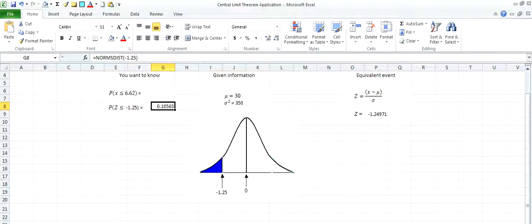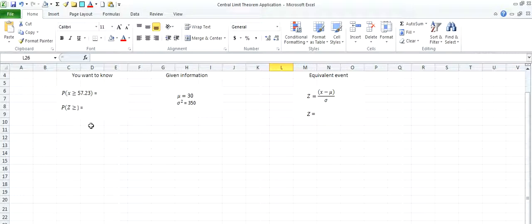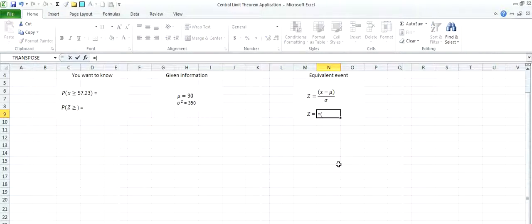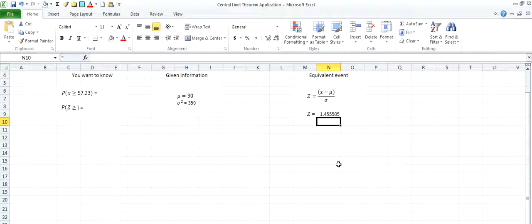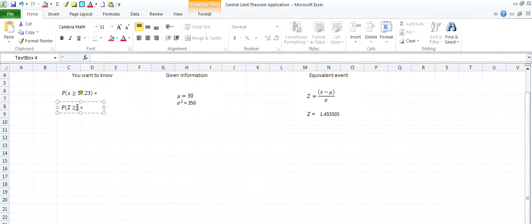The second question is right-sided probability. For example, here you want to know what is the probability that in a randomly selected day the total sales figure will exceed $57.23 million. You're going to convert that into z event. So let's do it. z equal to 57.23 minus 30 divided by the square root of 350. Enter. 1.46. So this event is same as z is greater than 1.46. Now you want to compute this probability.